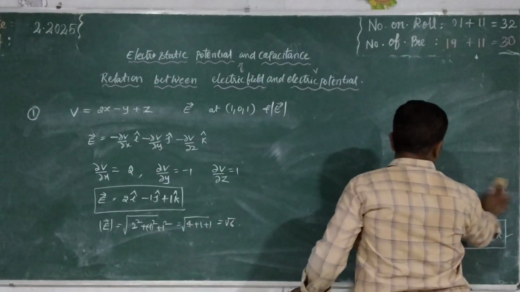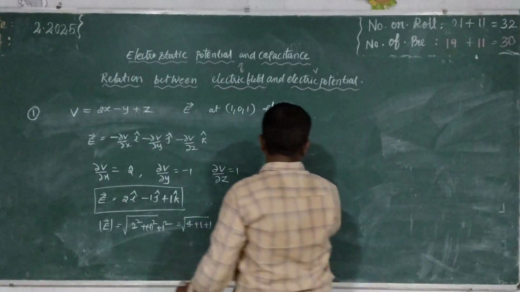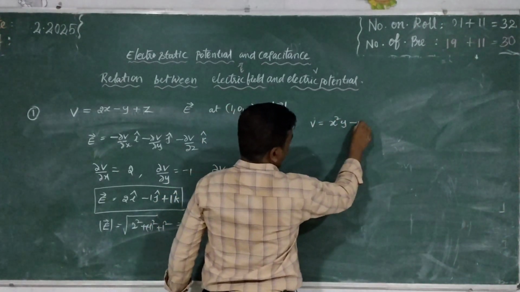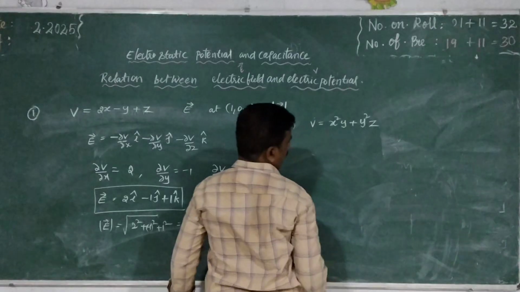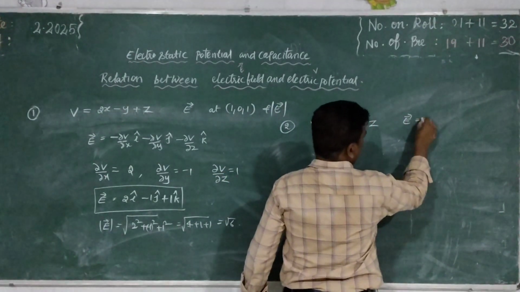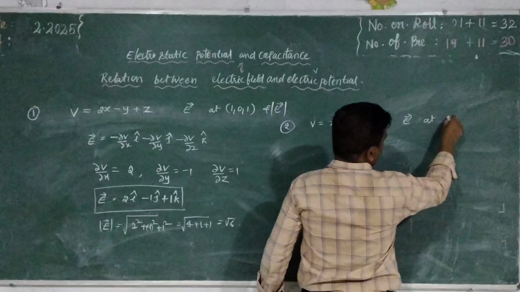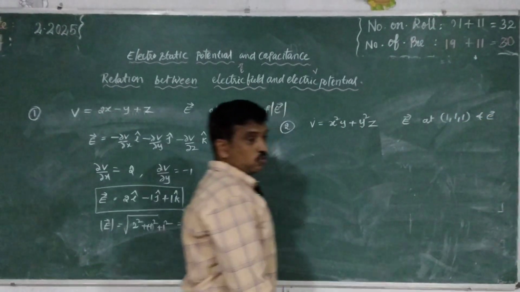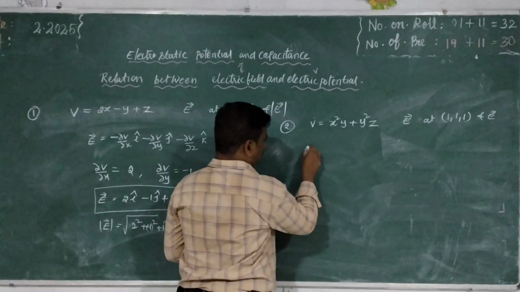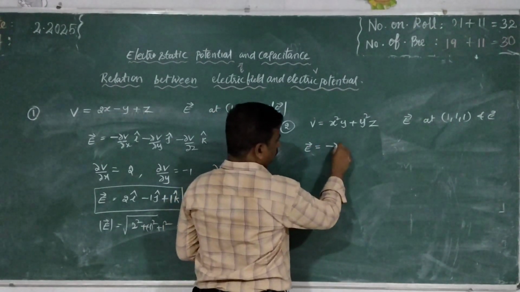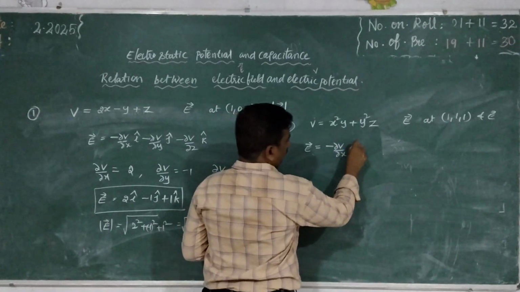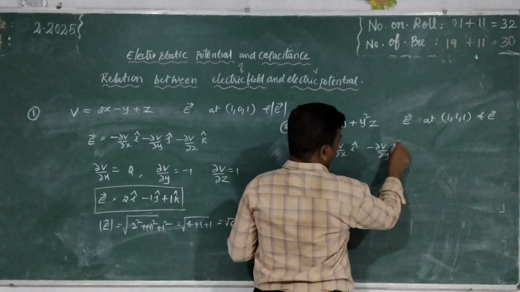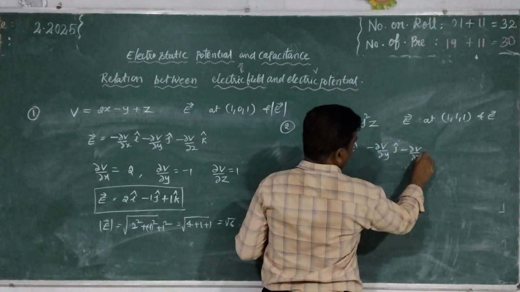Second problem, see: the potential is V equal to x square y plus y square z. Now here we want to find the electric field at 1 comma 1 comma 1, and the magnitude of the electric field as well. For that, what is the formula? Electric field equals minus of dou V by dou x i cap, minus of dou V by dou y j cap, minus of dou V by dou z k cap.